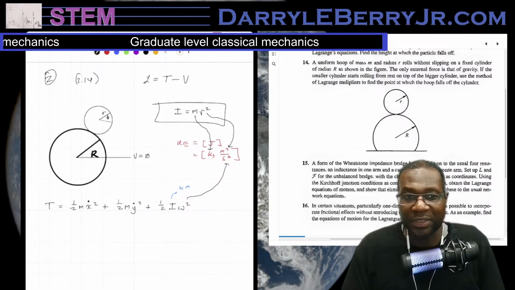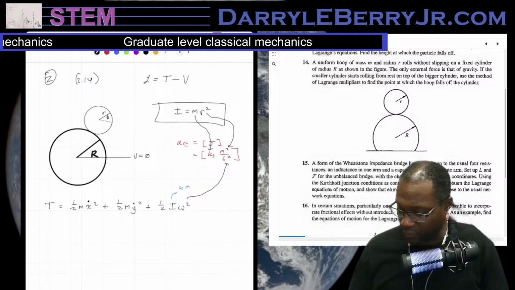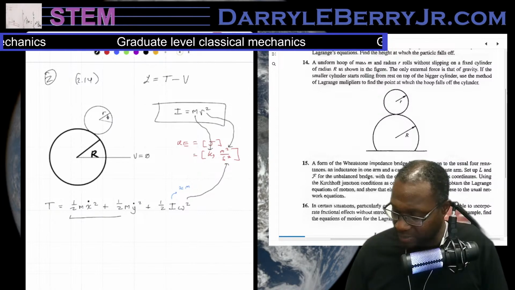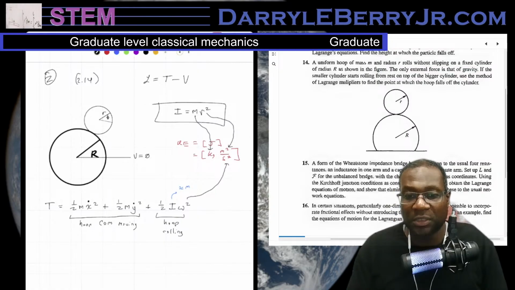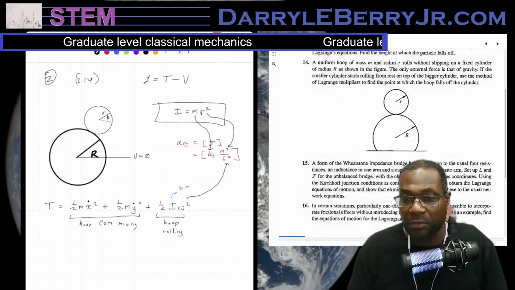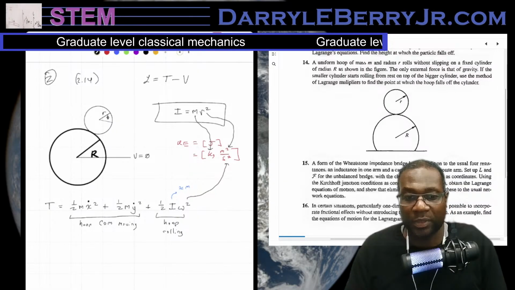And then we have the last term. The first term is the hoop as a whole movement, so we can say the center of mass moving. This is the hoop rolling. And then we have the third term, 1/2 m a squared phi dot squared.